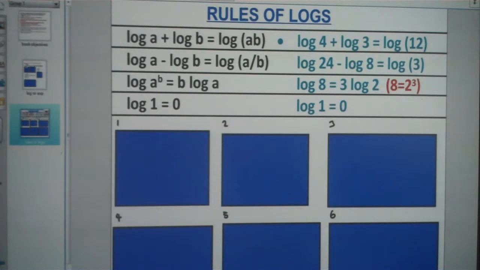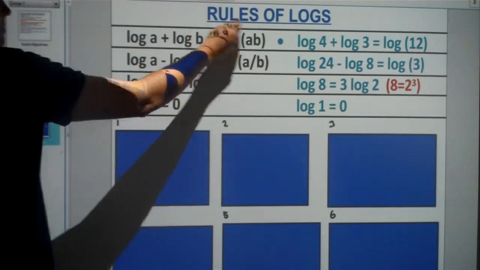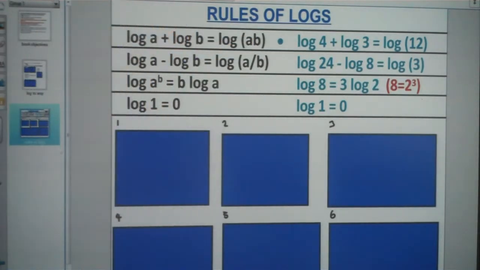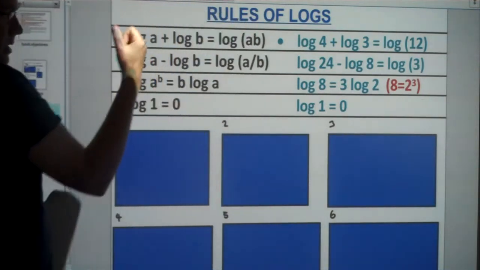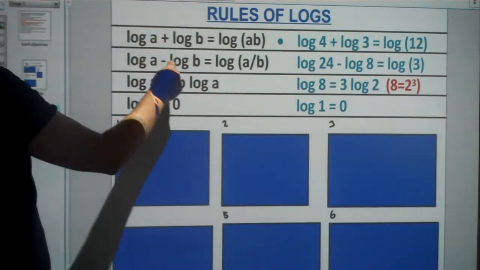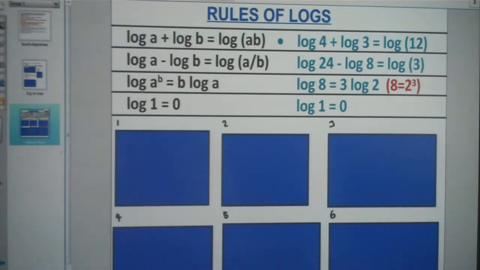When you multiply, so for example x squared times x to the 5 is x to the 7, because you add the exponents. So when you were multiplying, you added the exponents. So it's a similar thing but in reverse. So with logs, when you add, you multiply the letters together. When you subtract, you're going to divide them.